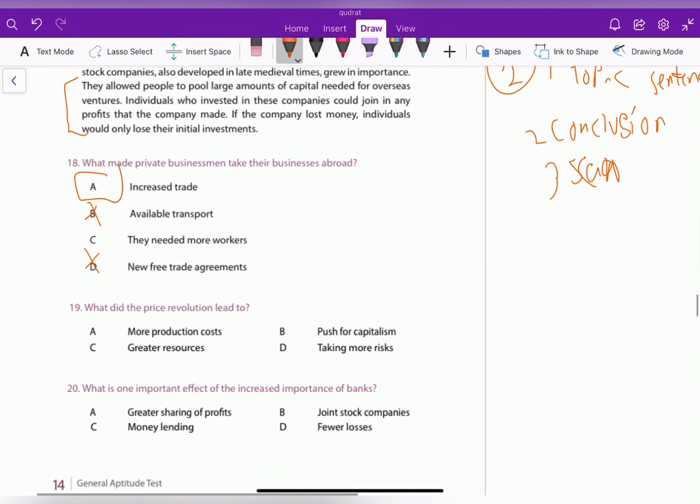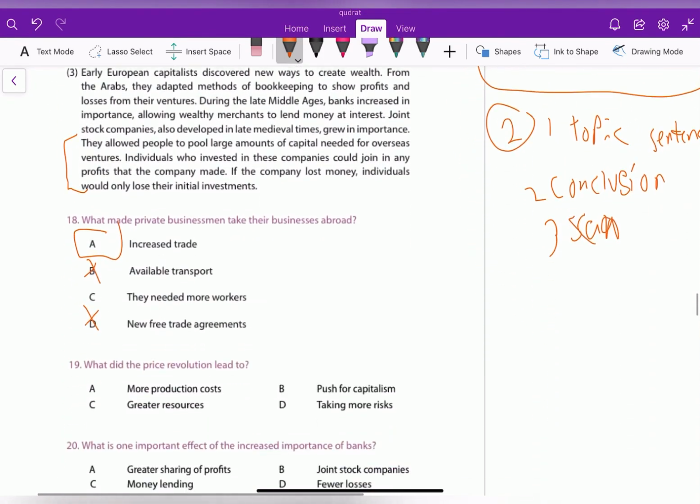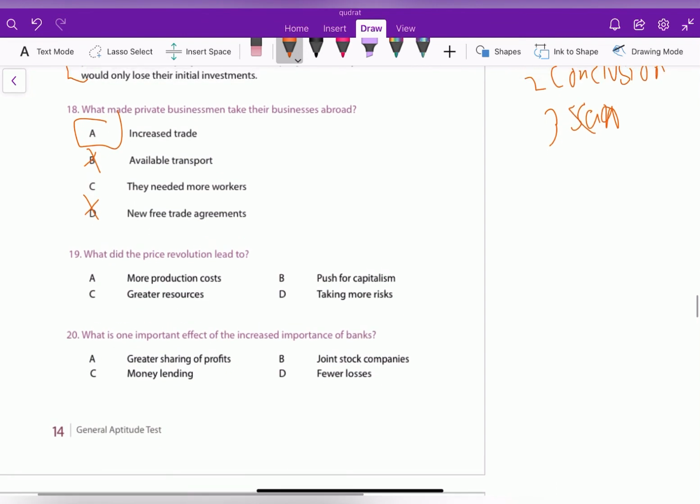Let's look at 19. 19 says, what did the price revolution lead to? So, did it lead to more production costs? Did it lead to a push for capitalism, greater resources, taking more risk? Well, as we were reading, in, I believe, the first paragraph, they talked about the price revolution leading to a push for capitalism.